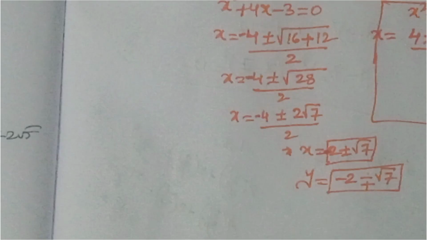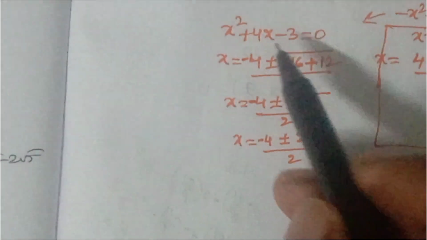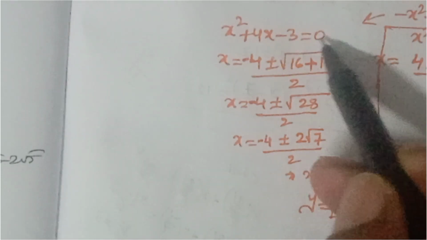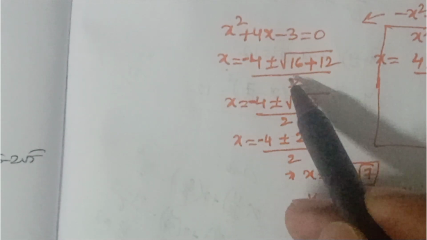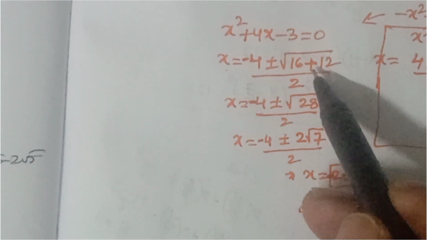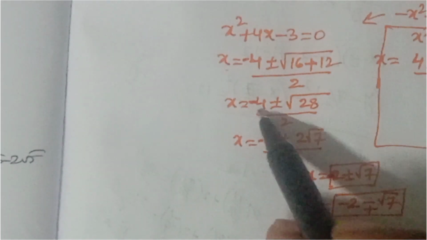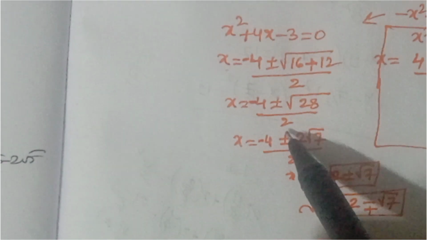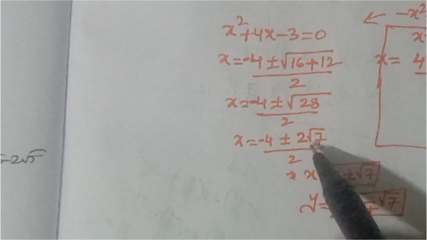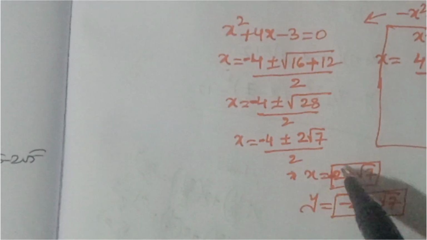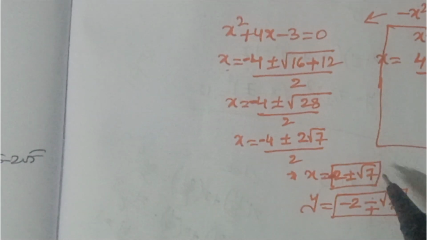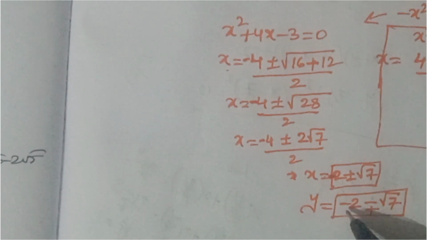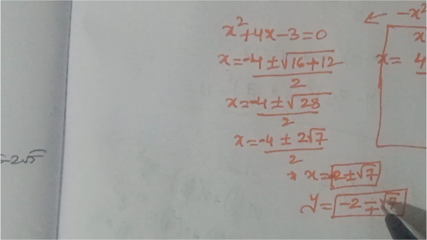Here apply the formula: x equal to minus b plus or minus root of b square minus 4ac by 2a. So 16 plus 12 by 2, minus 4 plus or minus root 28 by 2, minus 4 plus or minus 2 root 7 by 2. So taking 2 common, x is equal to minus 2 plus or minus root 7. So y will be the conjugate, minus 2 minus or plus root 7.